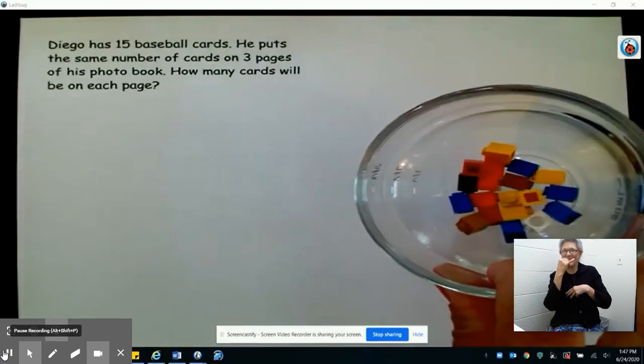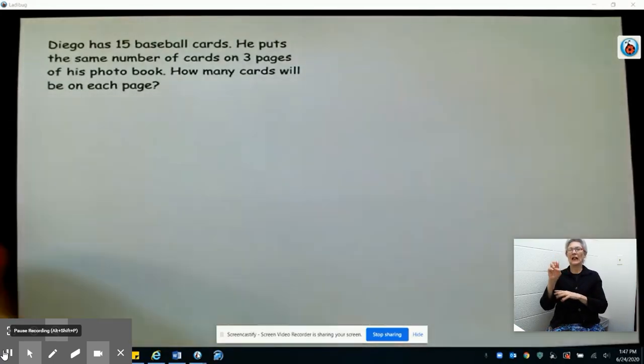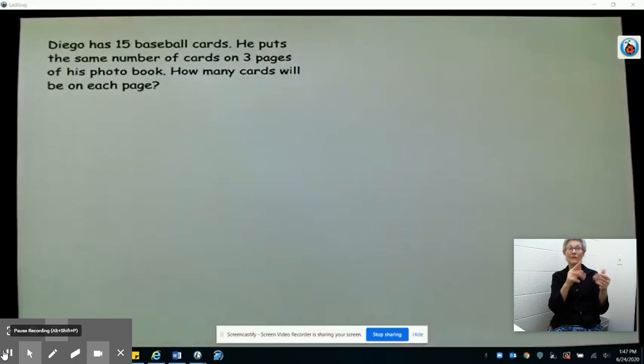Today, I'm going to just be using some Lego pieces. Let's take a look at this first problem. Diego has 15 baseball cards. He puts the same number of cards on 3 pages of his photo book. How many cards will be on each page?